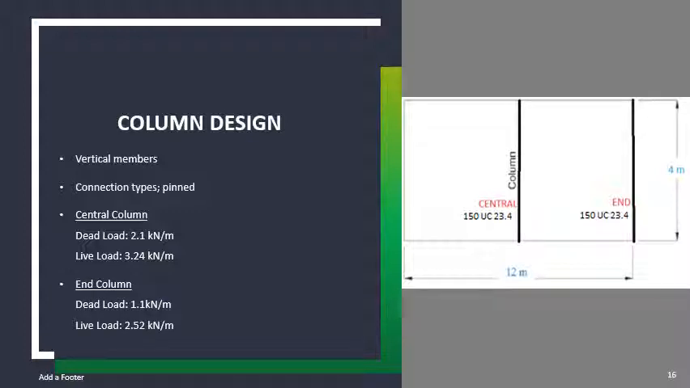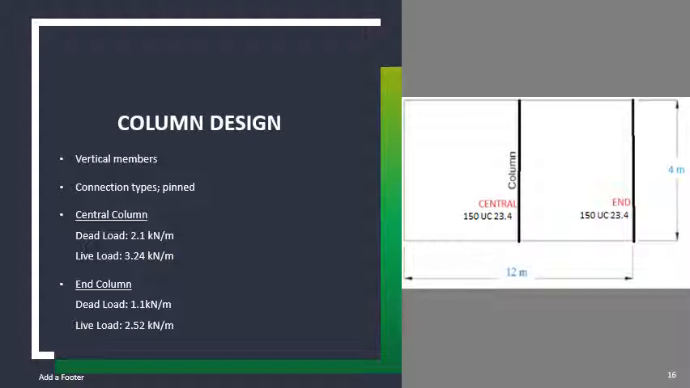Column design. Columns are vertical members which transfer the load of the rafters and fixtures above down to the foundation. The connections designed for are all pin connections. These connections can resist both vertical and horizontal forces, but not a moment, and will allow the structural member to rotate but not to translate in any direction.